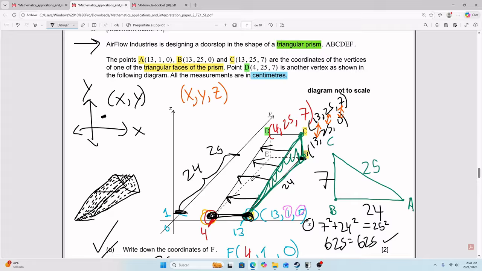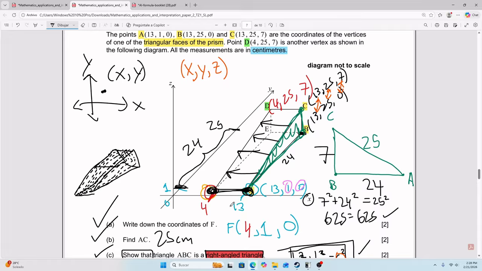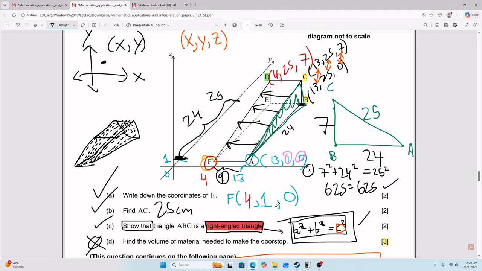Makes sense. How many times is that? Well, you have 13 for A, 4 for F. Let's recall that I'm talking about these 2 points. So 13 for A, 4 for F. So the distance from that to that is going to be 13 minus 4. 13 minus 4 gives us 9.